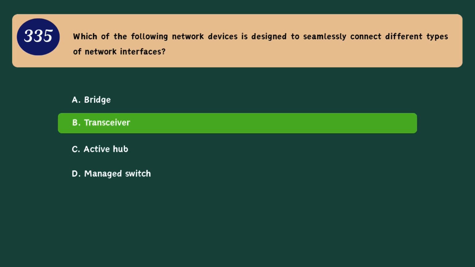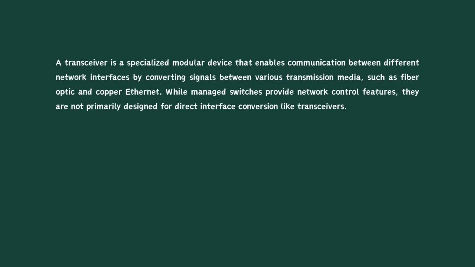Correct answer. B. Transceiver. A transceiver is a specialized modular device that enables communication between different network interfaces by converting signals between various transmission media, such as fiber optic and copper Ethernet. While managed switches provide network control features, they are not primarily designed for direct interface conversion like transceivers.